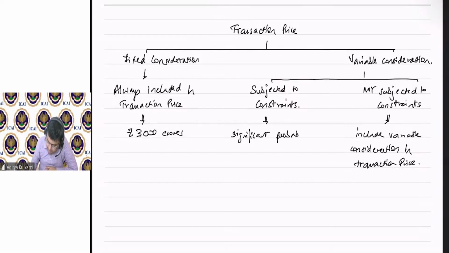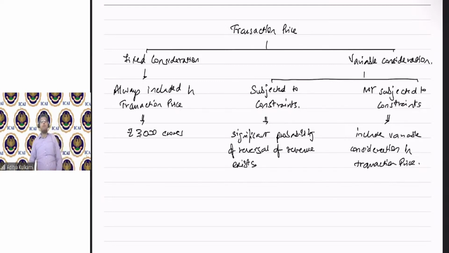significant probability of reversal of revenue exists. Suppose you are not L&T. Suppose it is some local entity, a small entity, who got a 3,000 crore contract. And now it wants to recognize the revenue.